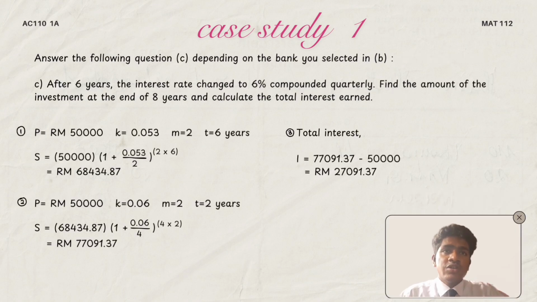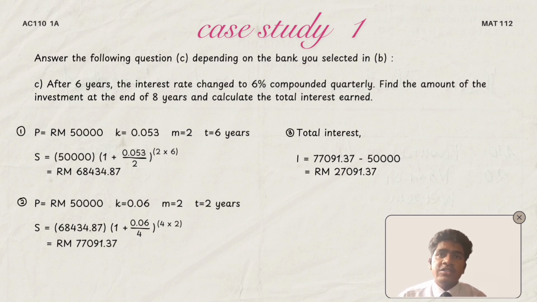For question C, we need to find the amount of the investment at the end of 8 years and calculate the total interest earned. So for the first 6 years, S is equal to 50,000 times (1 plus 0.053 divided by 2) to the power of 2 times 6, which gives us 68,434 ringgit 87 cents. For total interest, I is equal to 77,091 ringgit 37 cents minus 50,000, which gives us 27,091 ringgit and 37 cents.